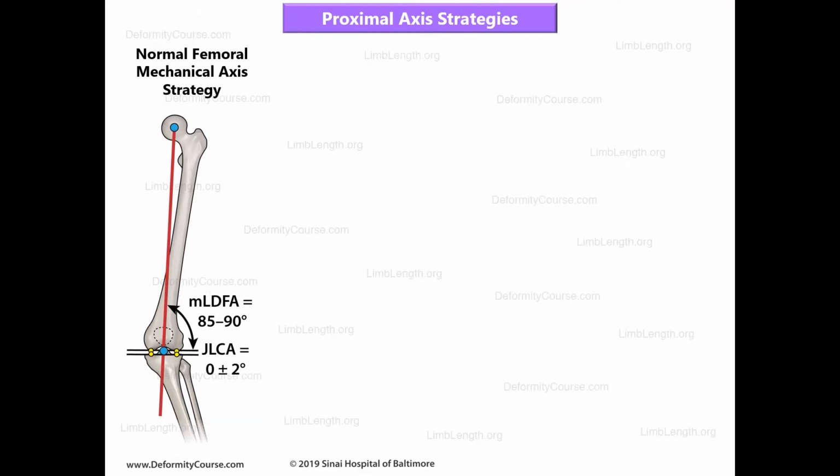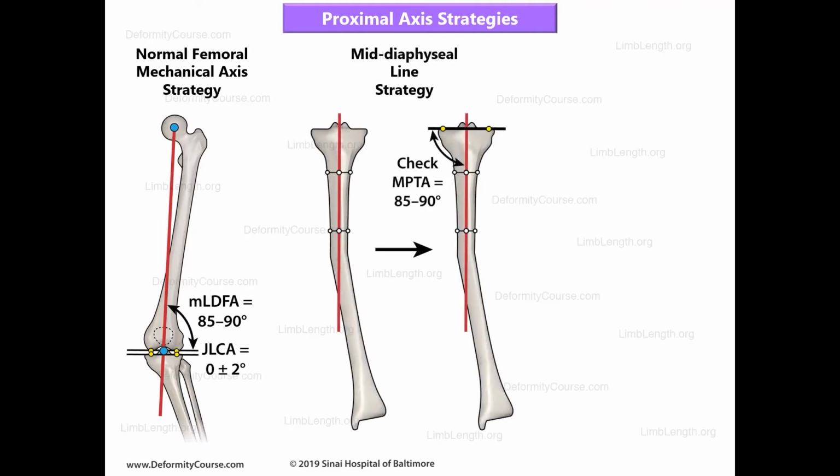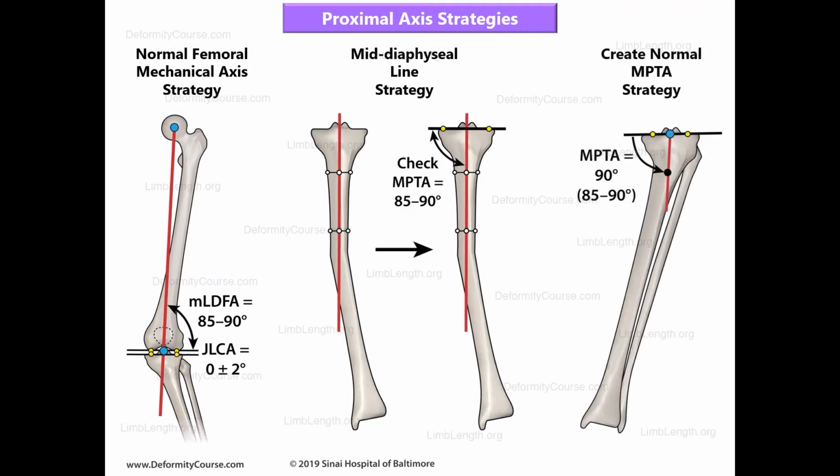The first one is to use the presence of a normal femoral mechanical axis proximal to the defect. The second one is to find a mid-diaphyseal bisector line of the proximal tibia. And the third one is to recreate a normal MPTA that matches either the normal side or a population normal.